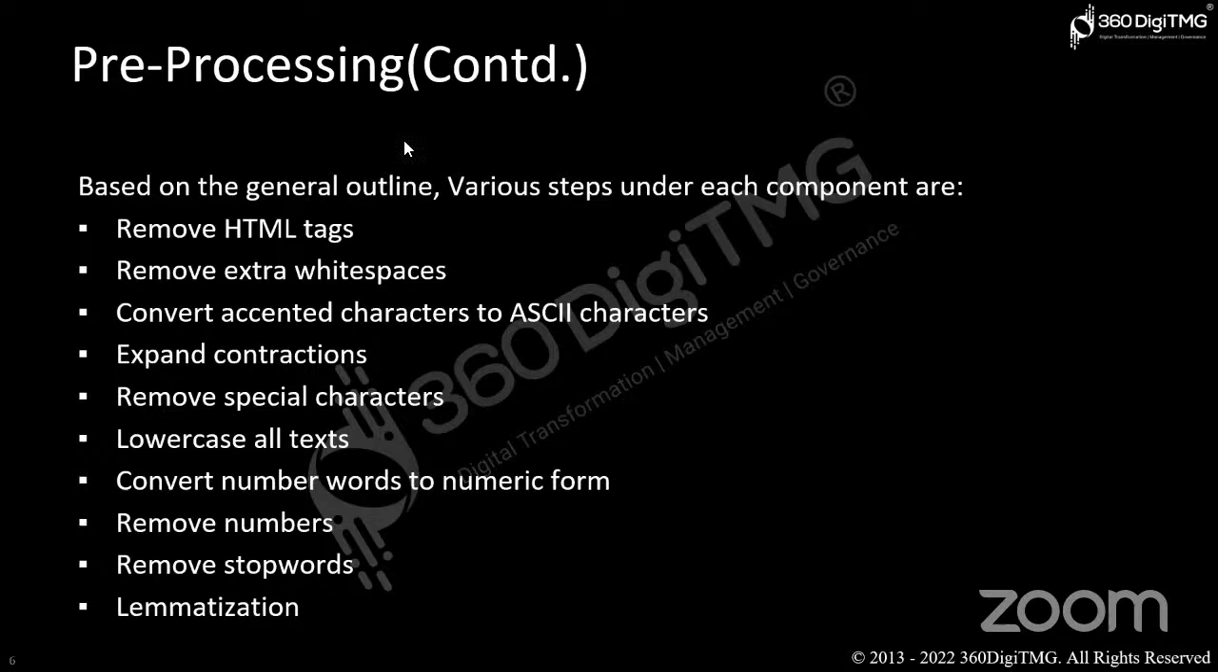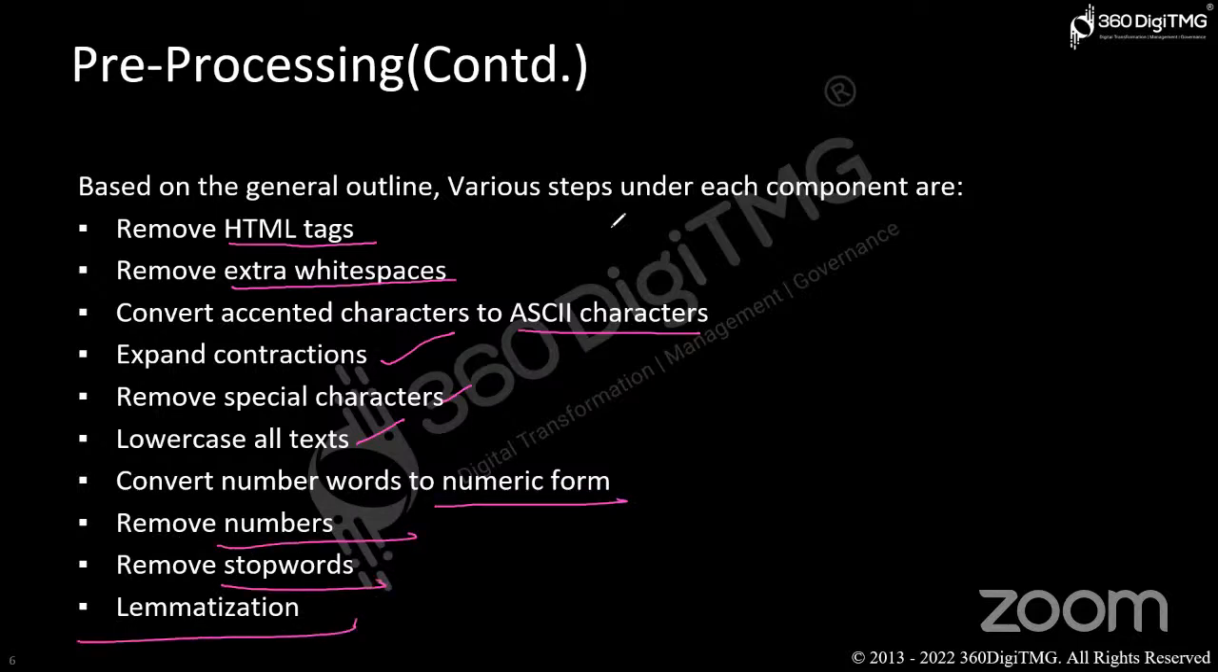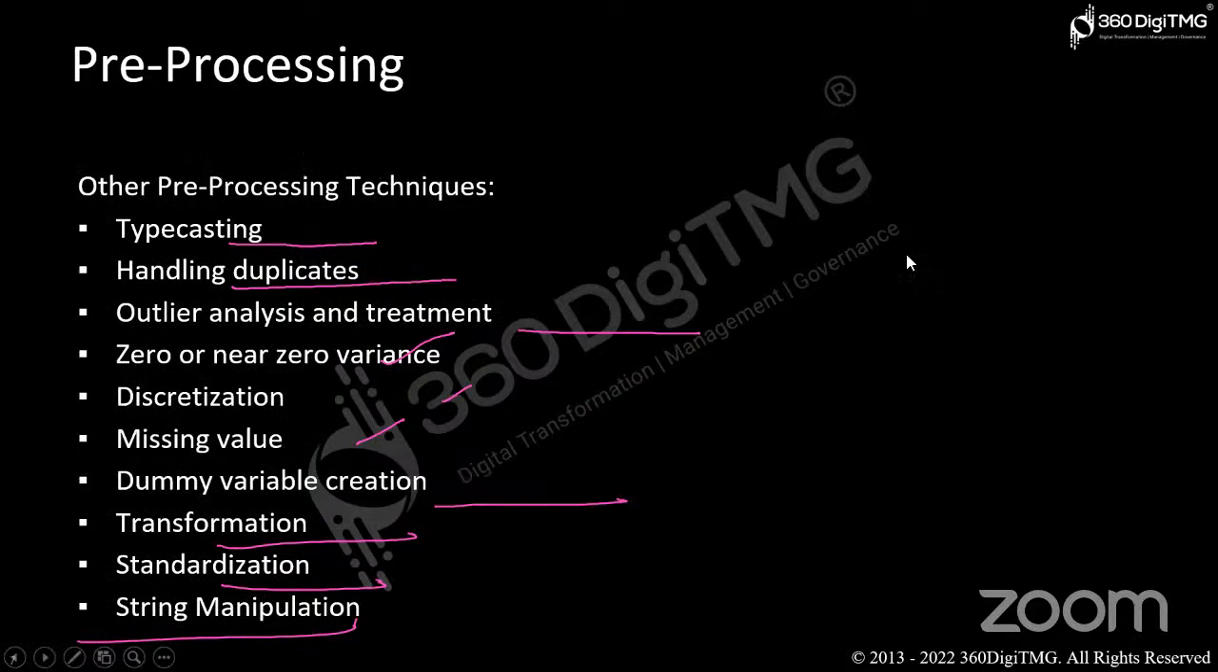Another thing in the pre-processing is, based on the general outline, various steps under each component: removal of HTML tags, removing extra white spaces, converting accented characters to ASCII characters, expanding contractions, removal of special characters, lowercase letters, converting number words to numeric form, removing the numbers, removing stop words, and lemmatization. These are the various steps that come under each component.